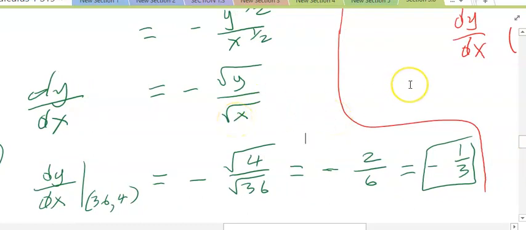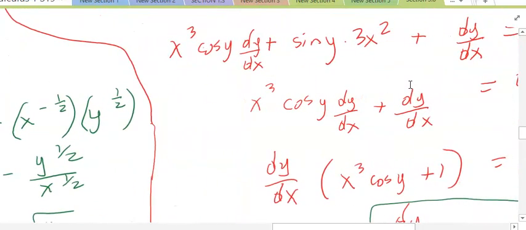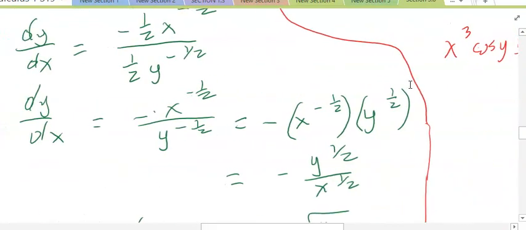Okay. We're going to do one final problem, which is a little bit more complicated. But we are going to do that in the next lesson.